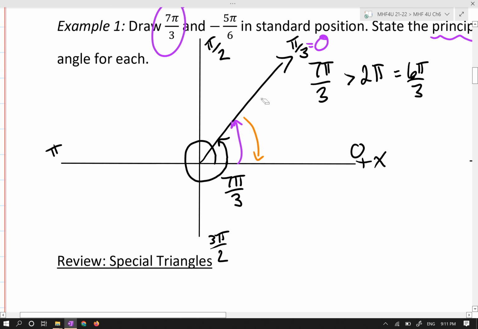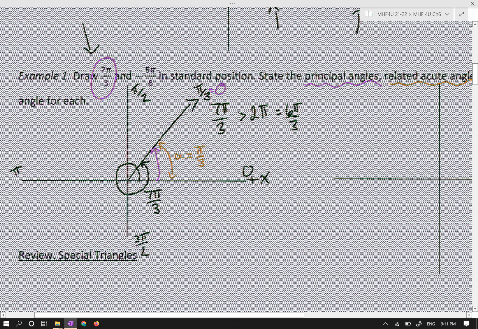My related acute angle, always positive, right here is the angle in between my positive x-axis, in this case, and my terminal arm. So in this particular case, my related acute angle, you notice, is equal to my principal angle. That will not be the case every single time.